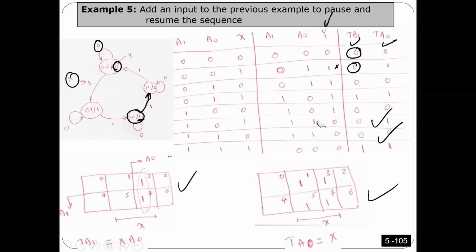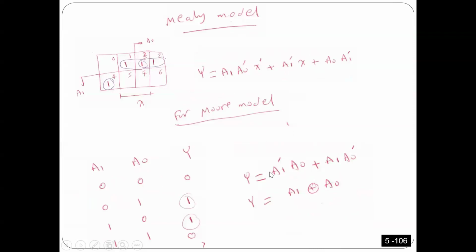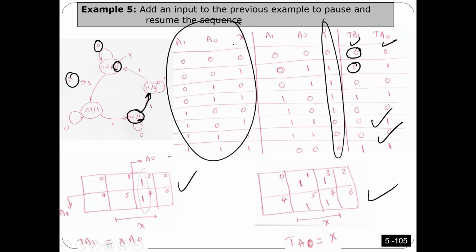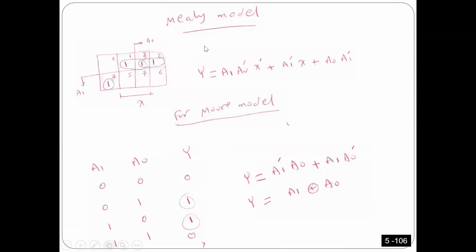Okay, so the last thing I want to show here, guys, is that I can design this circuit to give me the output using the Moore model or the Mealy model. If you want to do it using the Mealy model, you have y, and you have a1, a0, x. So I can get y as a function of a1, a0, x, as you see here.